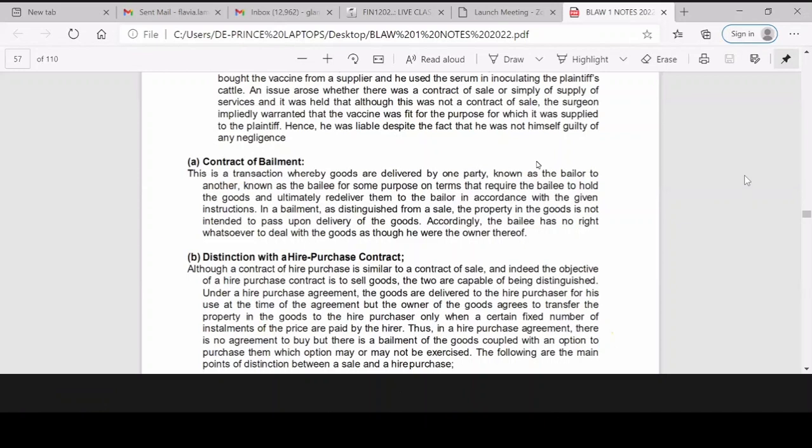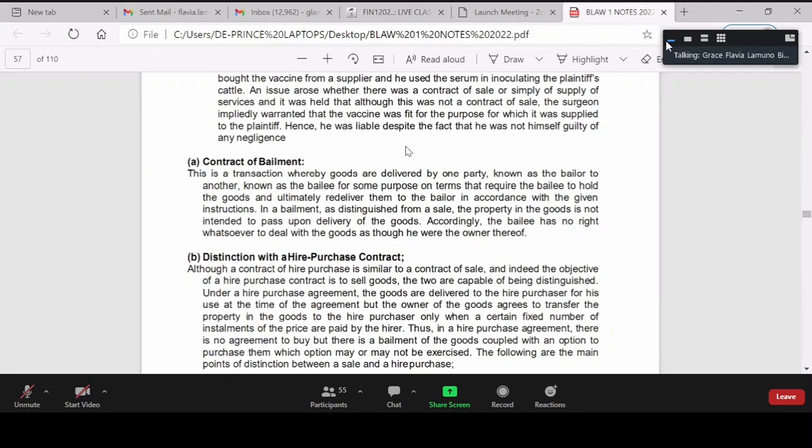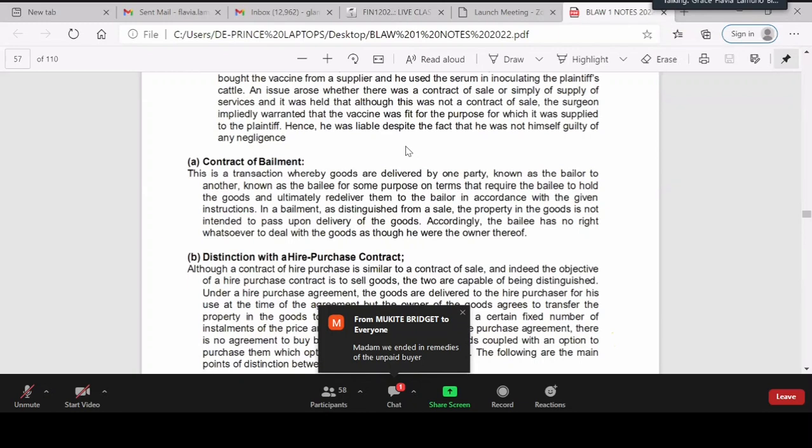A contract of bailment is a contract where you have two parties, one who is called the bailer, one who is called the bailee. The bailer is the owner of property. The bailee is the one to whom the property is going to be given under certain terms and conditions. They are not standard. So the owner of property, who is called the bailer, hands over his property to another person who is called the bailee under certain terms and conditions, which vary from one person to another.